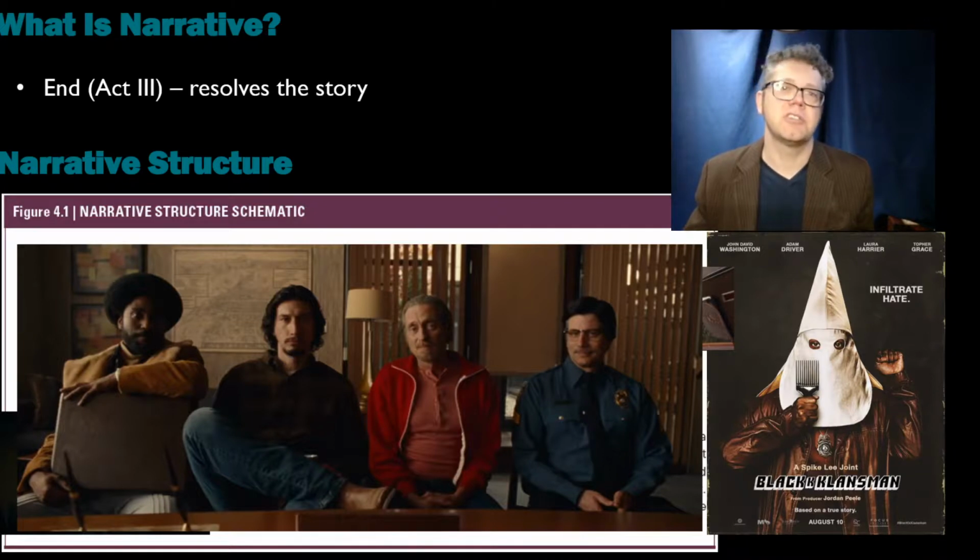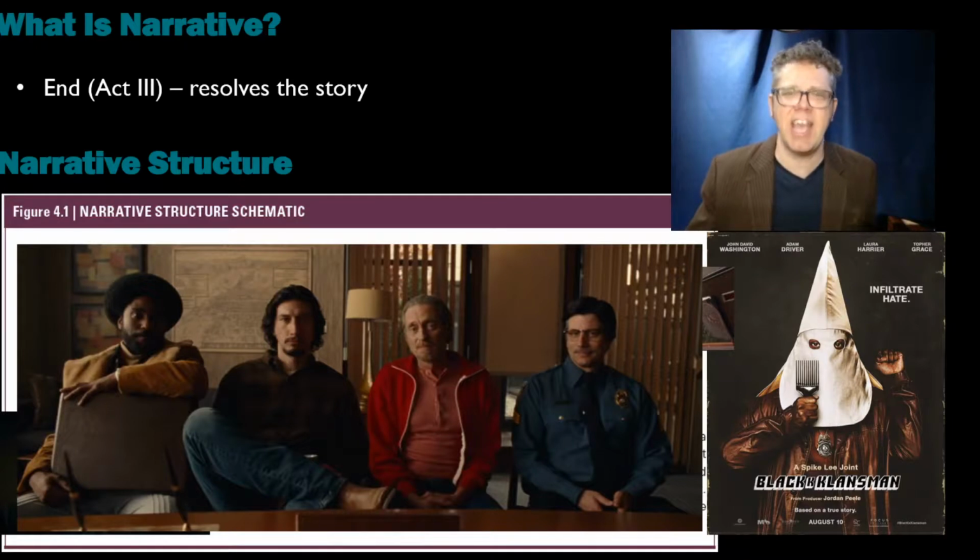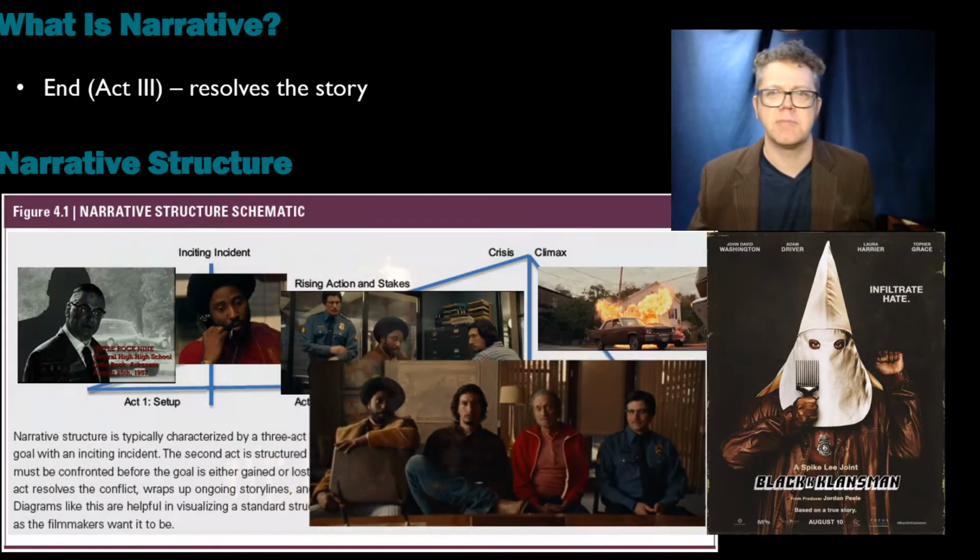The investigation is being shut down. That wasn't the resolution we wanted. We want to see people go to jail. We want to see the Klan end. We want Ron Stallworth's story to end with the Klan being finished, washed up. It's all over for them. But that's not what we get.